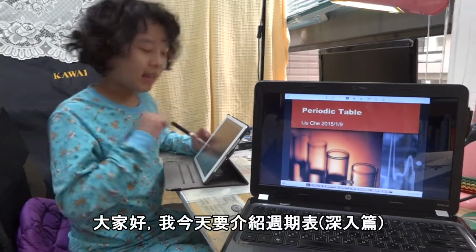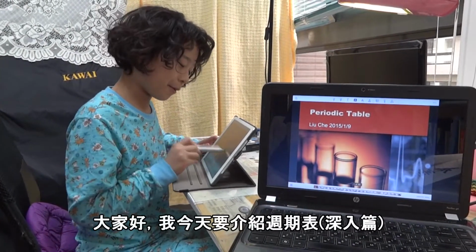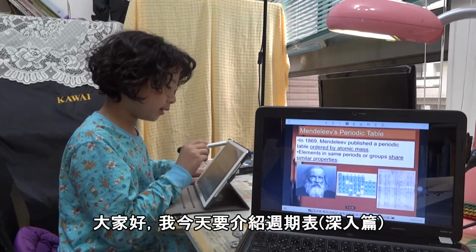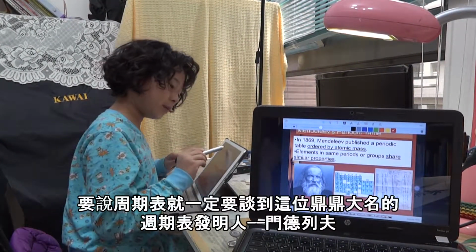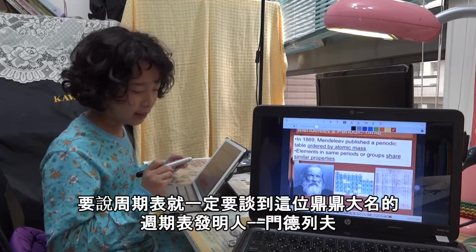Everyone, today I'm going to talk about the periodic table. Okay? So, Mendeleev's periodic table. Mendeleev is the person who invented the periodic table.